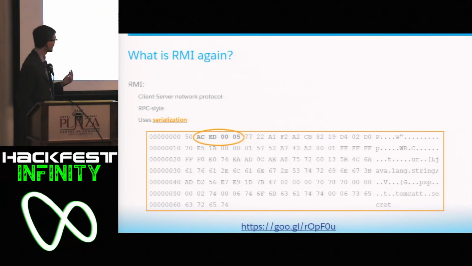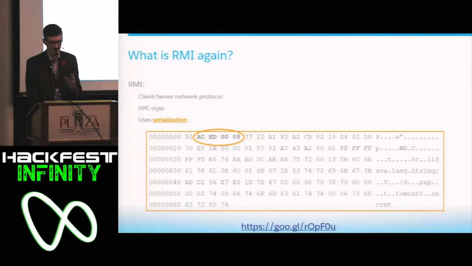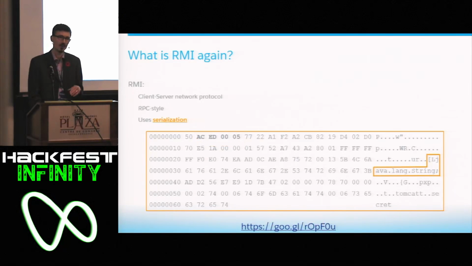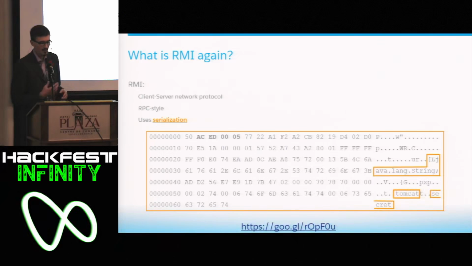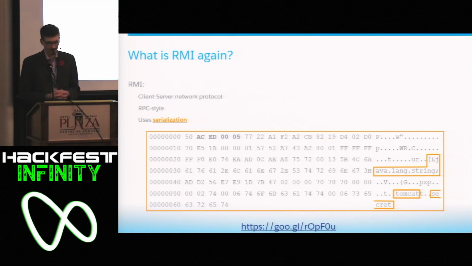Our usual suspect, right? The ACED 005. If you just remove the 50 in the front, it's just a regular serialized string here. We see our array of strings, and we even see our credentials being passed here. So my idea really was, this is a definition of an endpoint, if you were following me, right? Because we have a client that can send arbitrary binary to a server that will deserialize it.